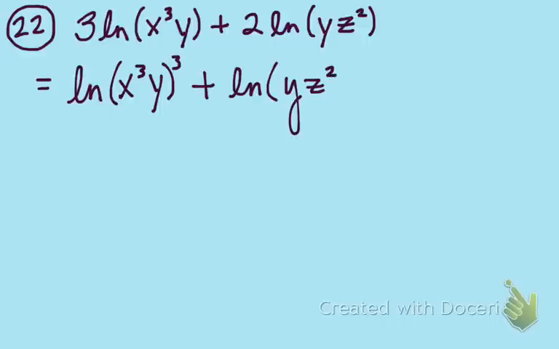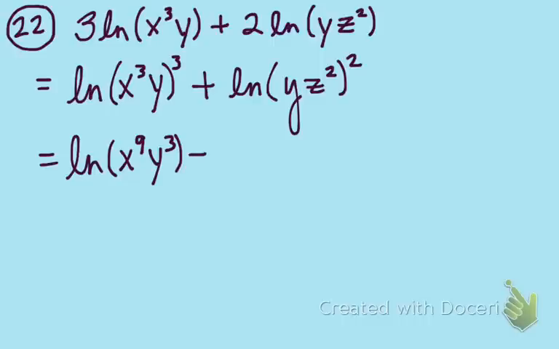Make that square look a little more like a square. And then we'll have another square on the outside of that. Then we're going to use our exponent properties to clean up what's inside each of these logs. So if I cube x cubed, I get x to the 9th, and then y cubed plus, and we'll do the same thing over here with the square. So y squared, and then z squared squared is z to the 4th.